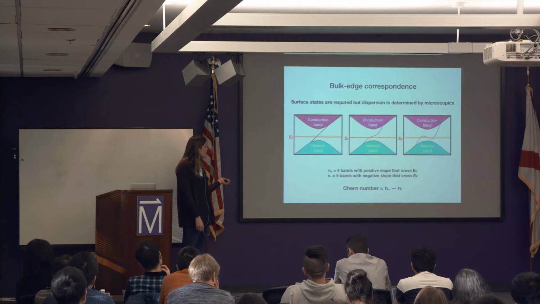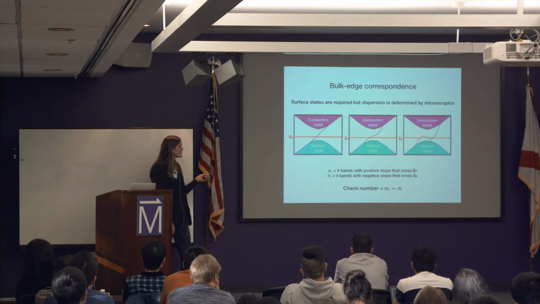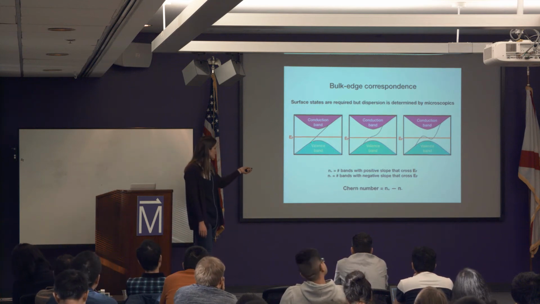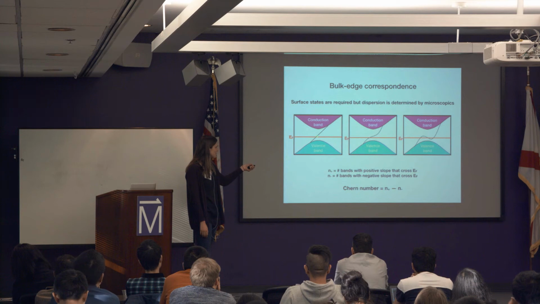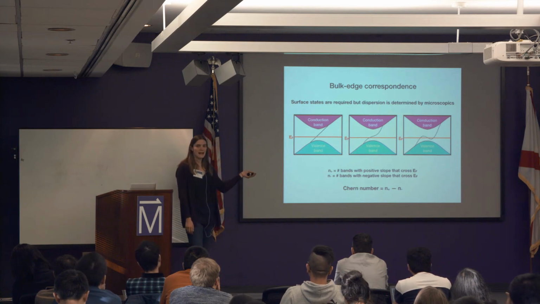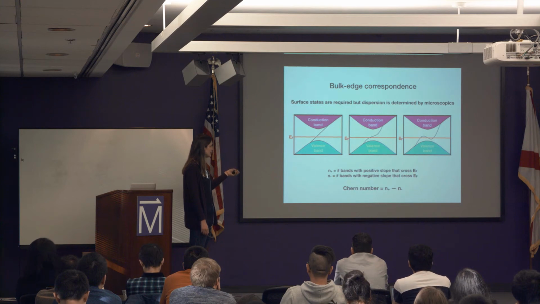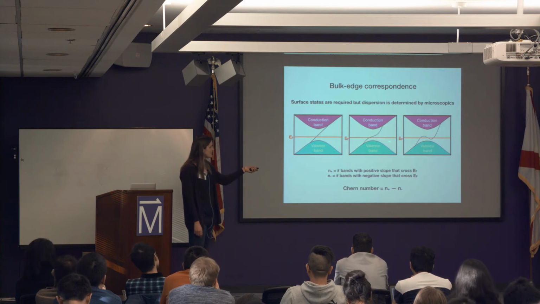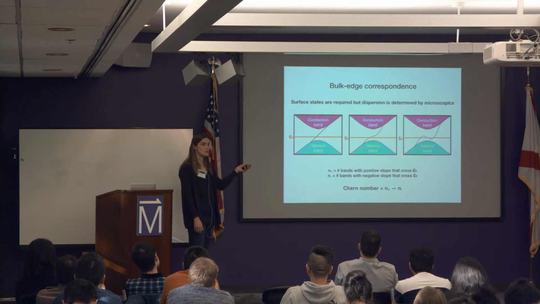So, there's one other point about the bulk edge correspondence. I've been drawing these very simplified pictures with a straight band here, but this doesn't have to be the case. What the topological invariant tells us is that there has to be one surface state, and it has to connect the valence and the conduction band. But it can have any dispersion, and in particular, it can also go up and come down.